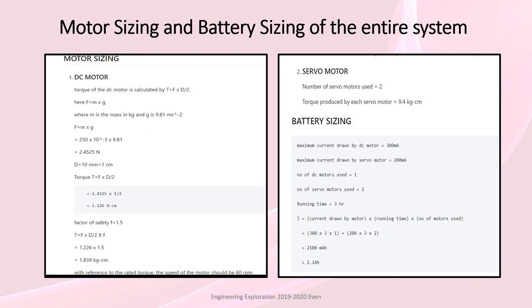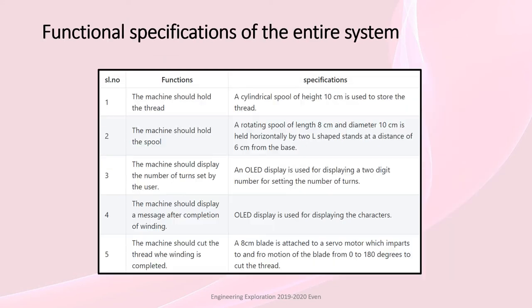So maximum current drawn by DC motor is 300 mA. Maximum current drawn by servo motor is 200 mA. Number of DC motors used is 1. Number of servo motors used is 2. Running time is 3 hours. So we have the formula I is equal to current drawn by motor into running time into number of motors used. So substituting all the values, we get the value of I as 2.1 ampere hour.